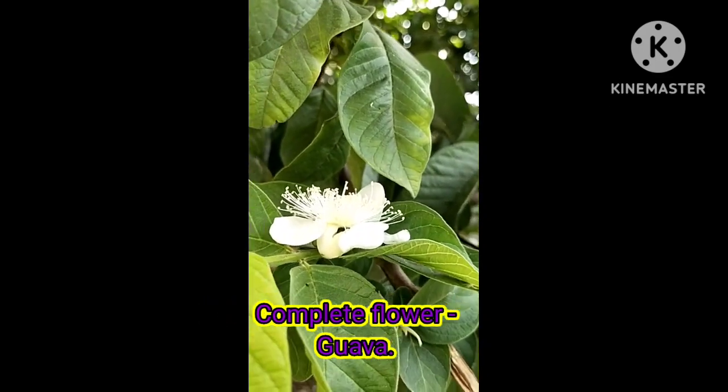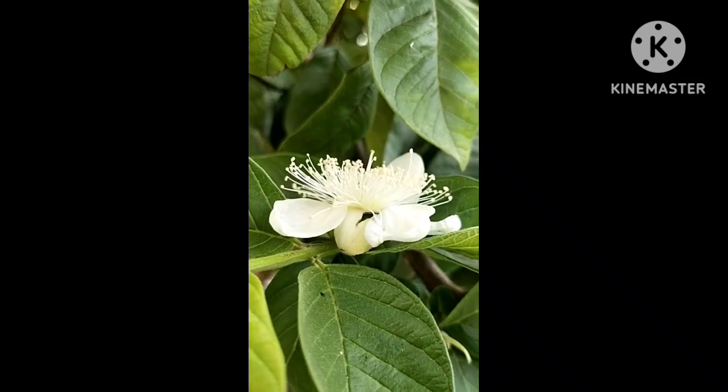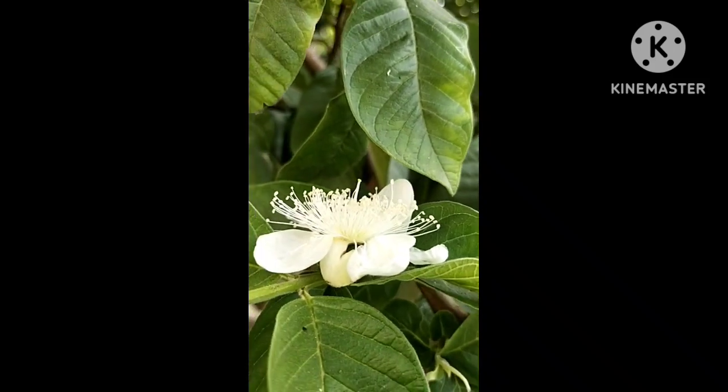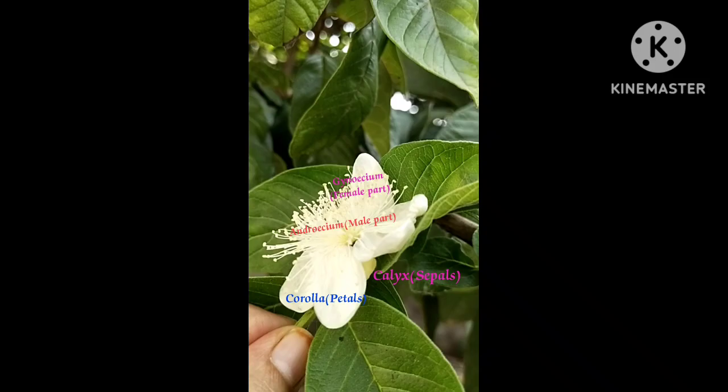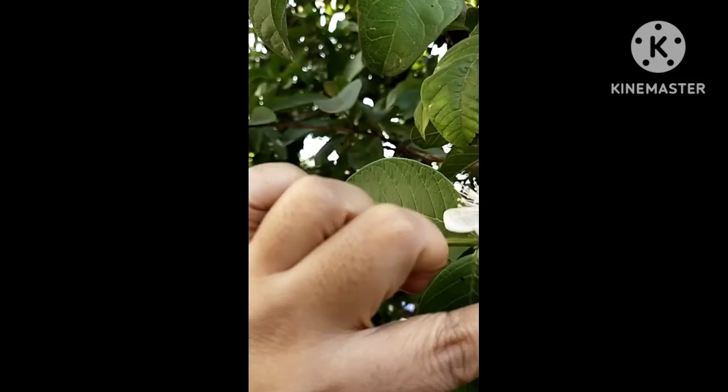This is a guava flower. After pollination and fertilization, this guava flower gets converted into a fruit. The guava fruit appears like this. In this guava fruit, the part which is down, this green part, that is the calyx, that is sepals.